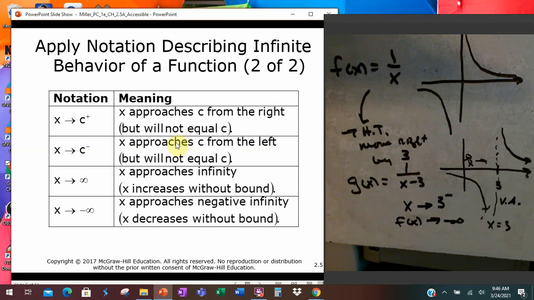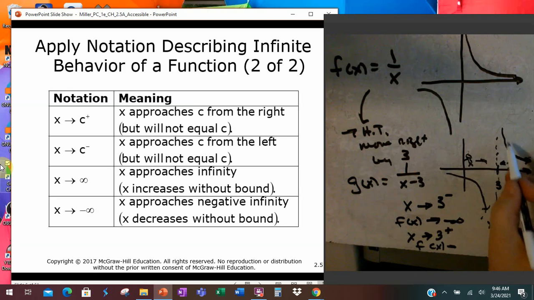This is what this is saying: x approaches c from the left, but will not equal c, so we can't make this equal to 3 because then we're dividing by 0. This other one is x approaches c from the right. My little guy is walking this way to 3 from the positive side, and for f of x, he has to look up to see the graph. f of x goes to plus infinity. So that's the infinite behavior.